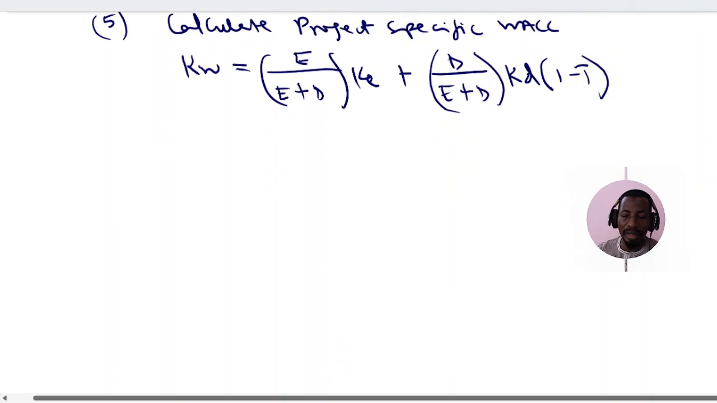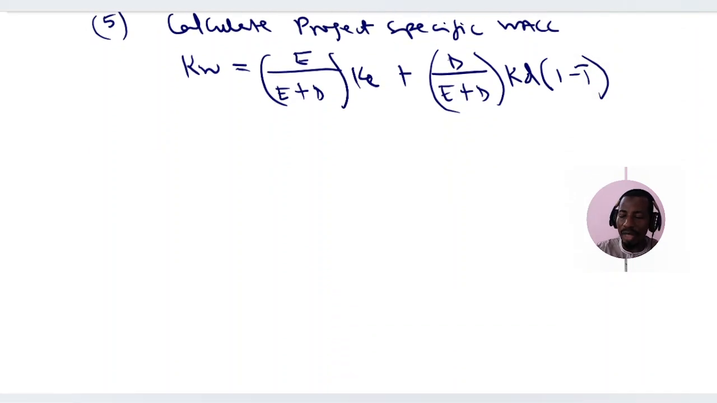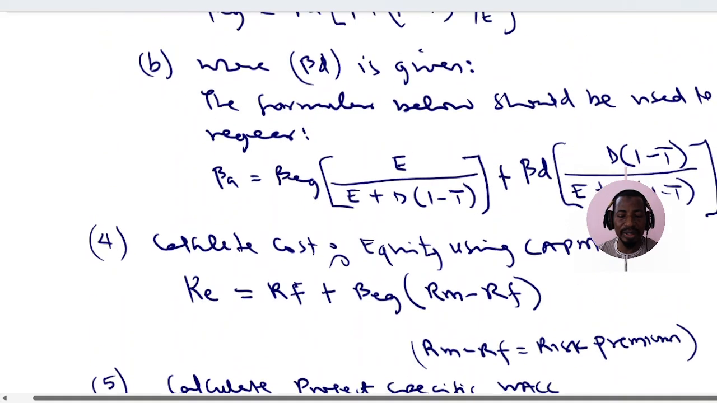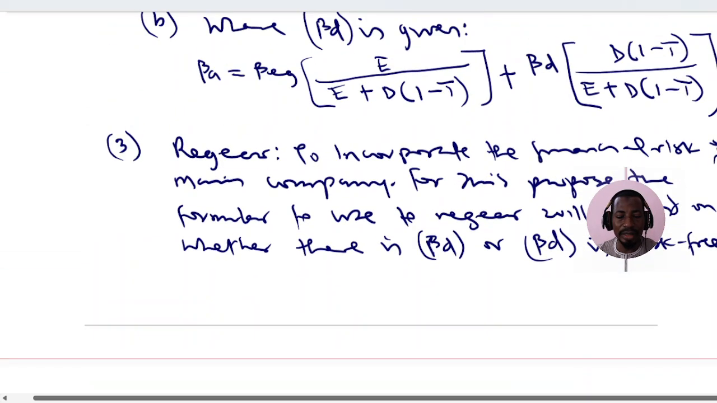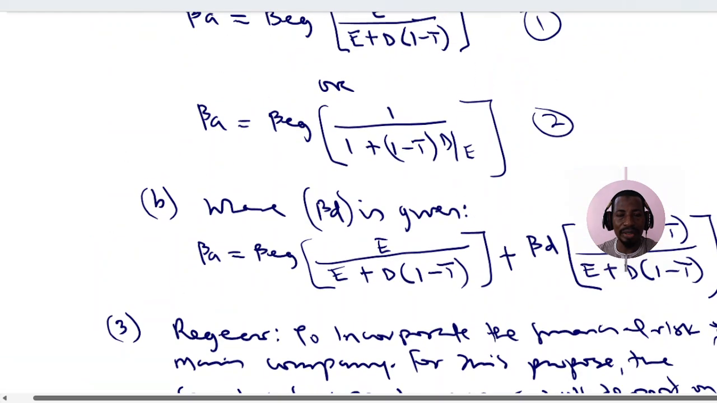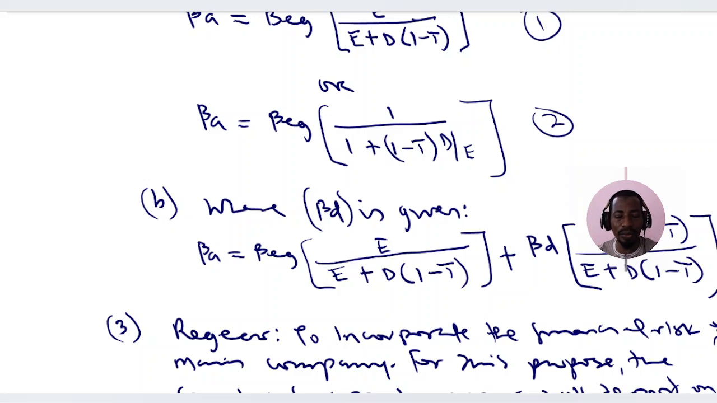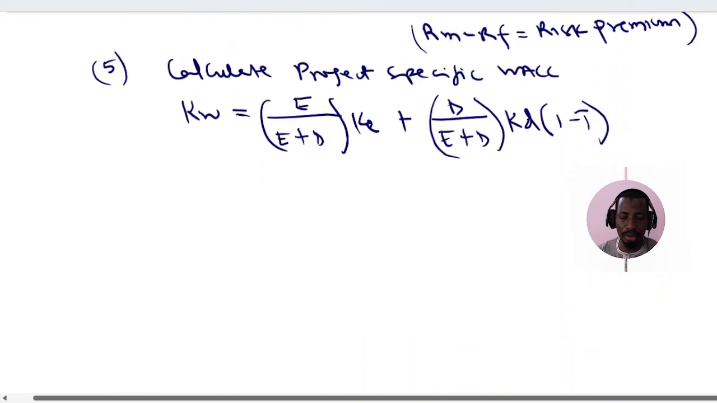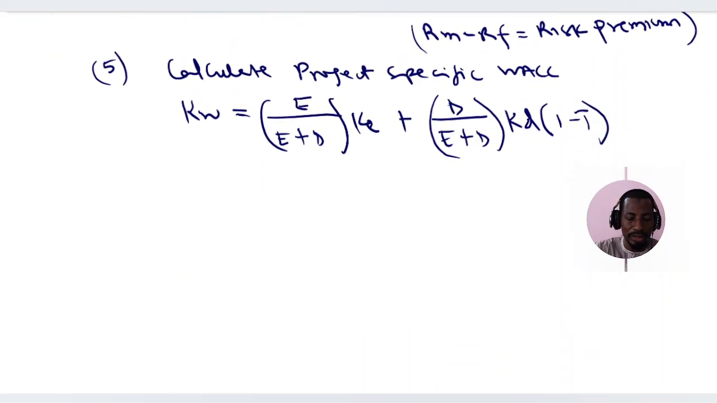So these are the 5 procedures that can be used to compute project specific cost of capital. Step 1 is to identify the proxy beta. Step 2, you ungear. Step 3, you regear. Step 4, you CAPM it. Then step 5, you WACC it. So those are the 5 procedures. You want to put the acronyms of the steps, so you can just put it there.